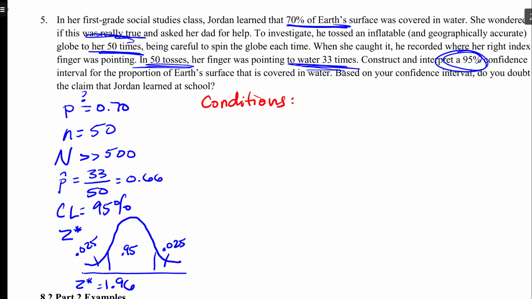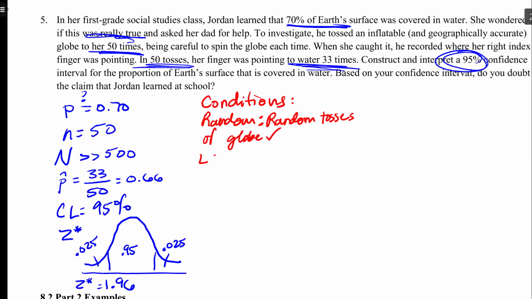Conditions to check. First one we can do is, did we have our random condition satisfied? We can think about this tossing of the globe as a random chance process. So we can think about them as random tosses, like a random selection of all possible tosses. So we could say that these are random tosses of a globe, and that condition is then satisfied.